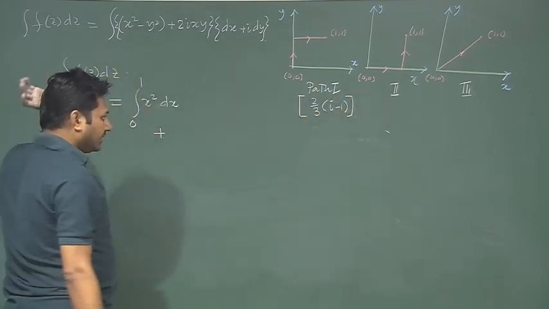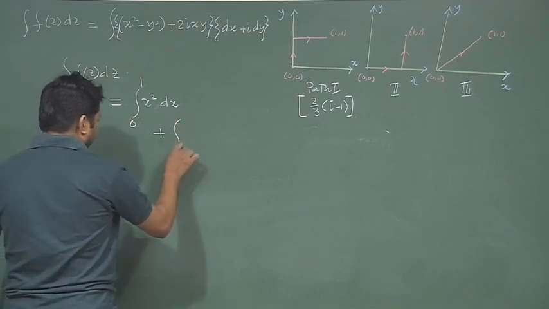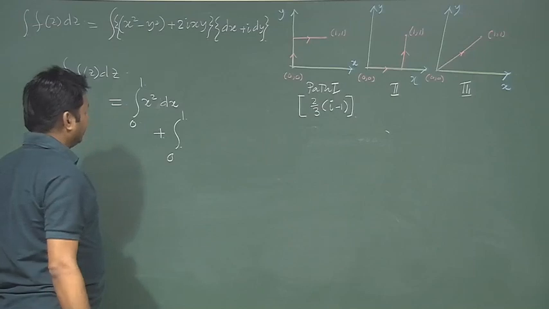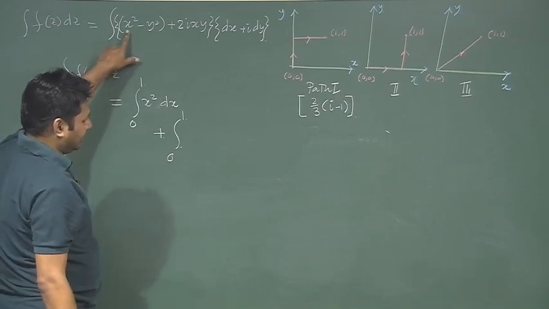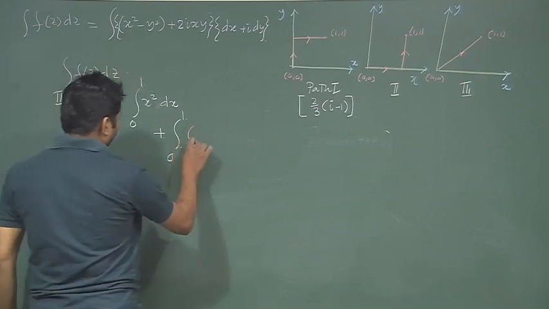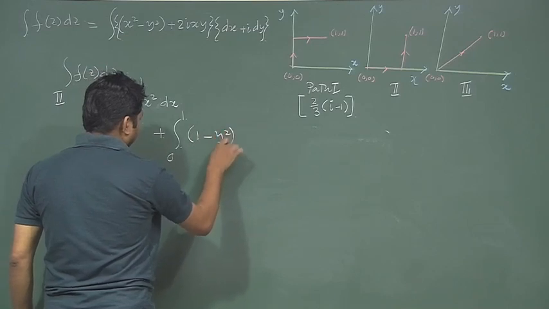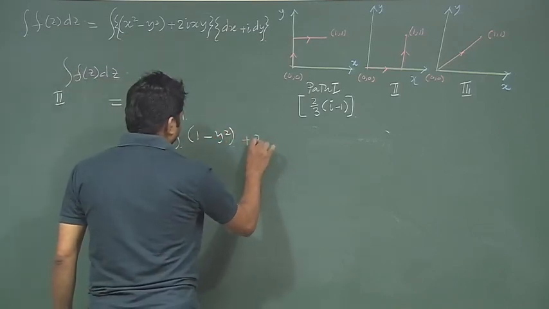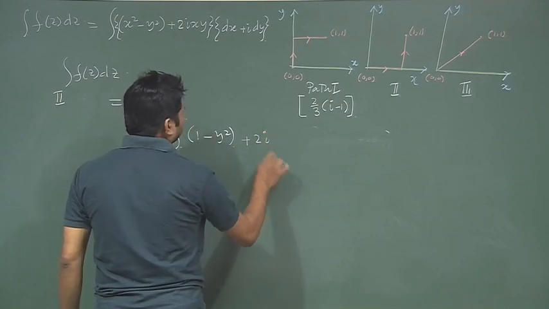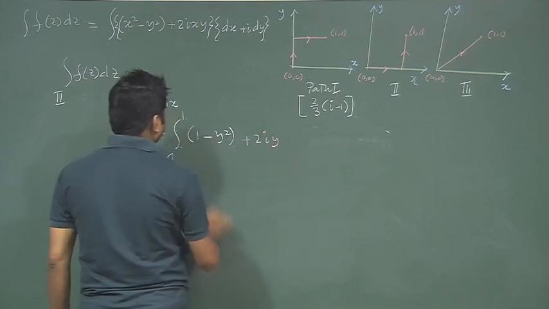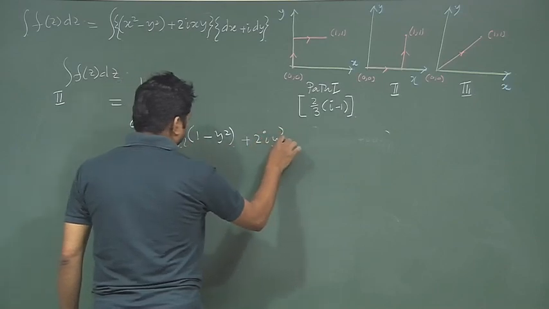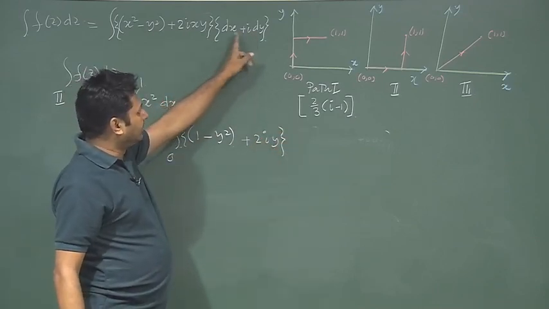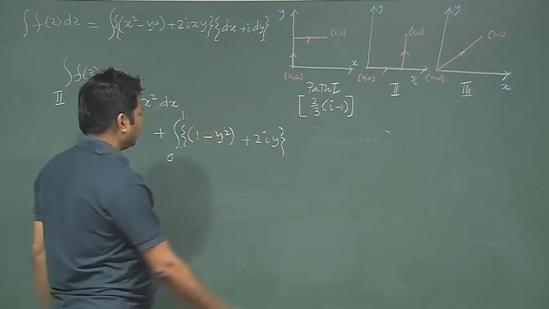What about the next path? In the next path, y is changing. So, the limit is 0 to 1, and the value of x is now 1. So, 1 minus y square plus 2i, x is 1, y is changing, so 2iy. dx is not changing, dy is changing. So, it is i dy.